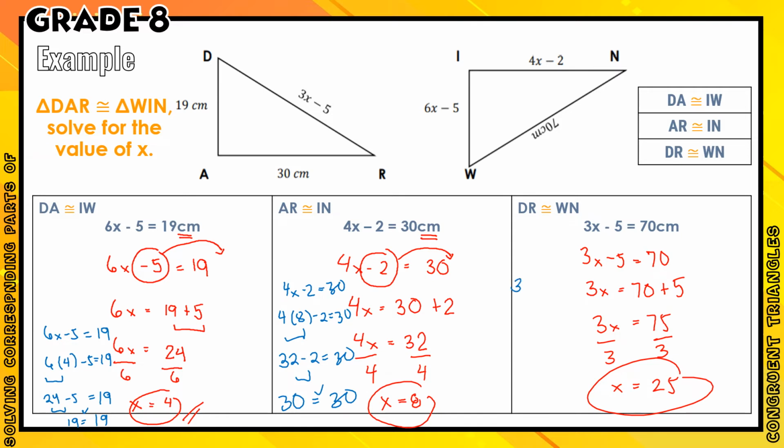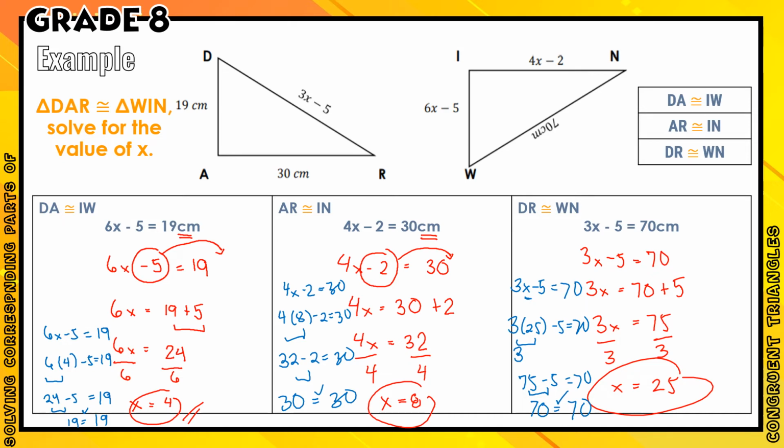And lastly, we have here 3x minus 5 equals 70. Substitute the computed value of x, which is 25. So 3 times 25 minus 5 equals 70. So 3 times 25 is 75 minus 5 equals 70. And if we're going to compute, 75 minus 5 is literally 70, which is equals to 70. Therefore, our answers are correct.